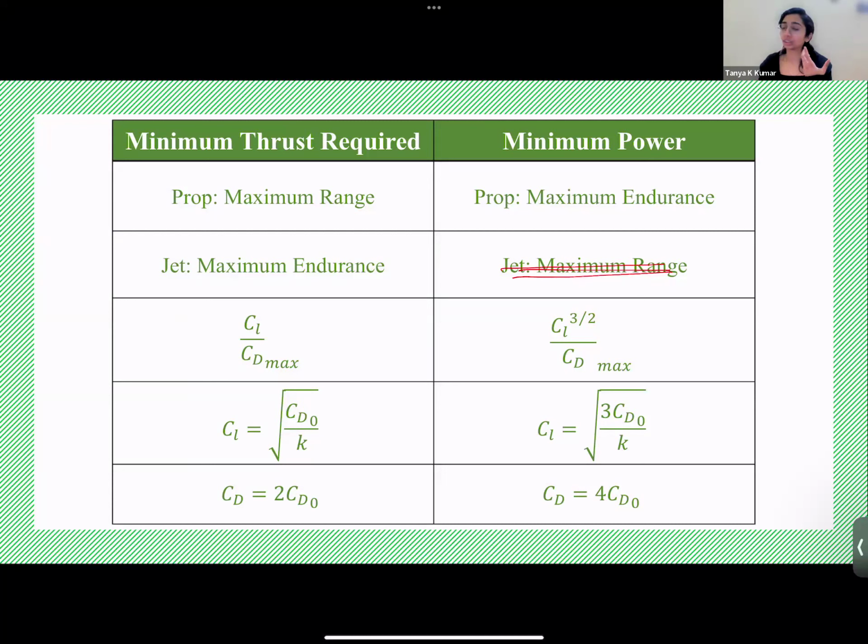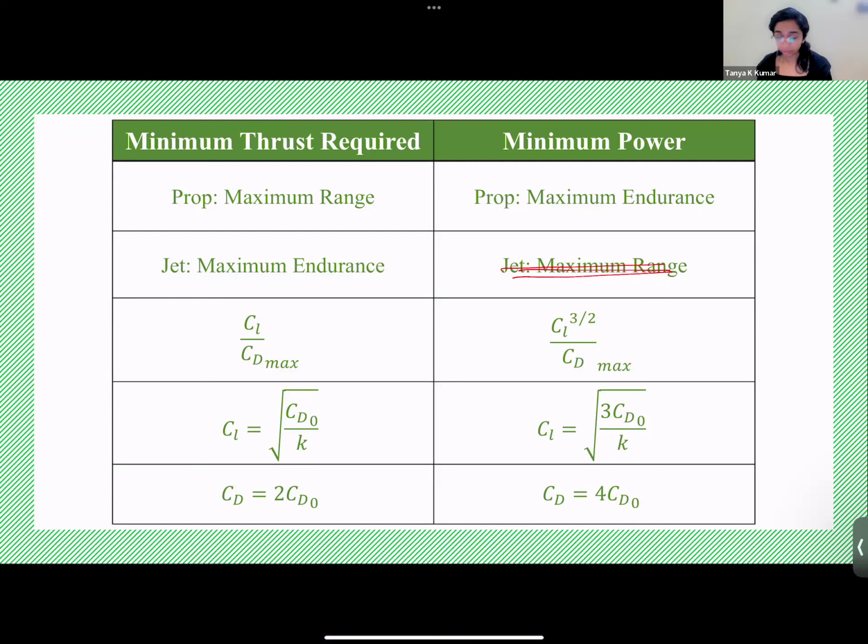When questions just say maximum range, it refers to the propeller-driven aircraft. When the minimum thrust or minimum drag and minimum power conditions were initially framed, we only had propeller-driven aircraft, so they directly mentioned that maximum range corresponds to minimum thrust and maximum endurance corresponds to minimum power. But with the invention of jet engines, we knew there are other conditions that come into play. And so the jet engine's maximum endurance corresponds to minimum thrust. What does the jet engine's maximum range correspond to?